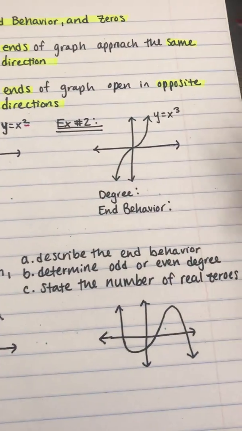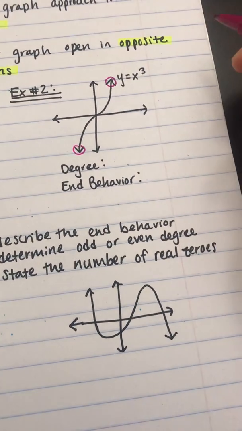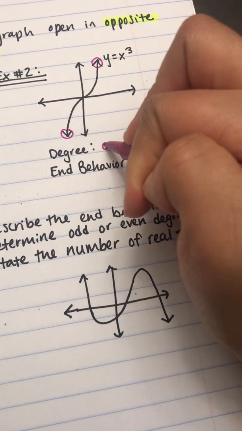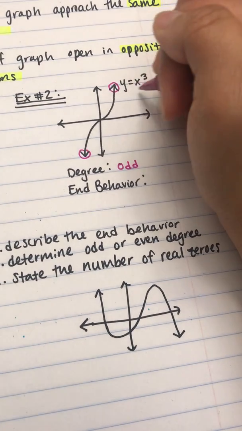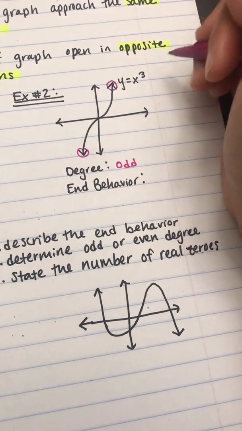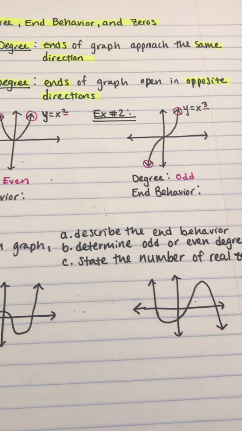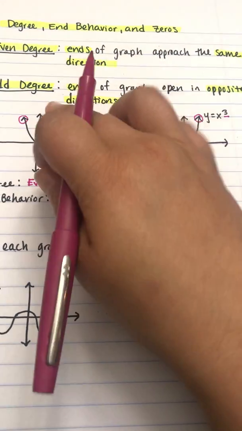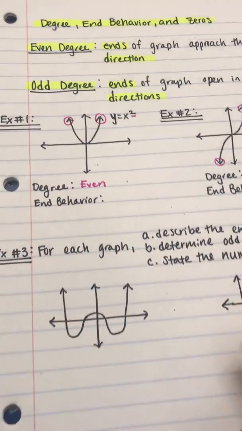This graph, the ends open in opposite directions. This side's going down, this side's going up. Since they're opposite, that makes it an odd degree. Again, this is a graph for x cubed, and 3 is an odd number. Now, even without knowing what it's the graph of, you should know if it's even or odd. If they're opening the same direction, even, opposite directions, it's odd.